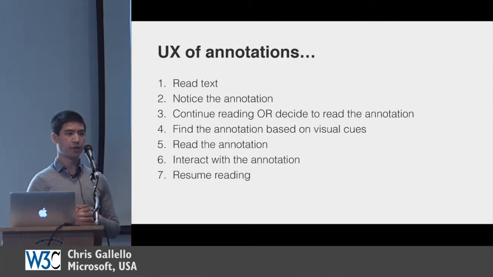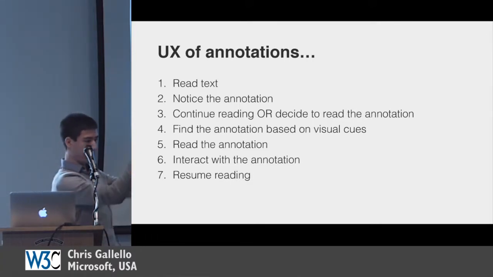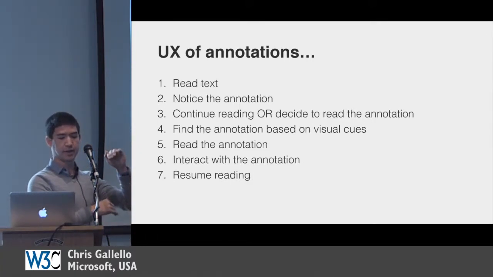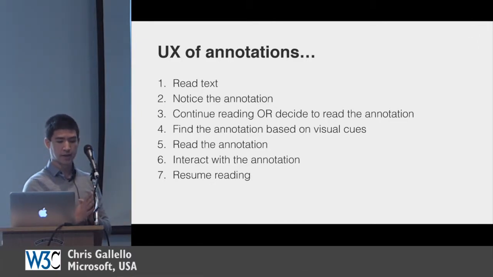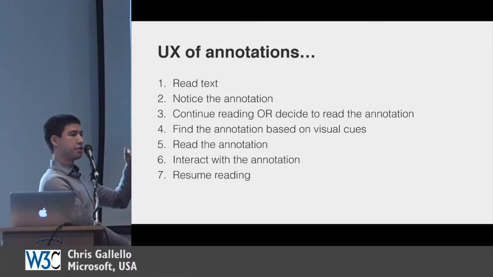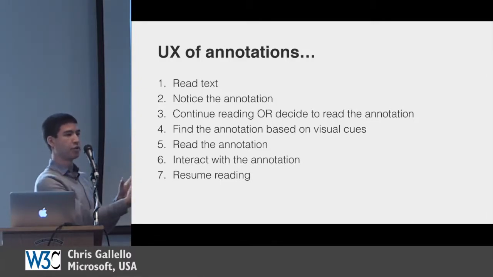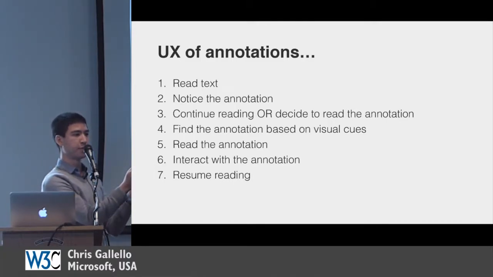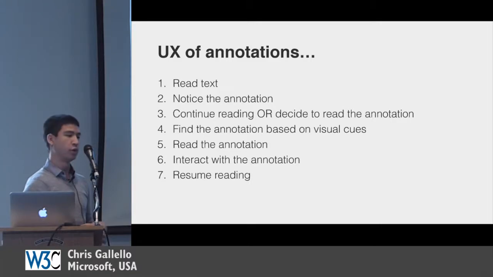From a sighted user's perspective, I think of annotations like this: I'm reading this text or document, and then I might notice an annotation. At that point, I have to make a decision as to whether I want to read that annotation or continue reading the document. Let's say I decide to actually read the annotation. I use whatever visual cues are available to me and go off and read it. Well, first I guess I have to find the annotation, and then I go read it.